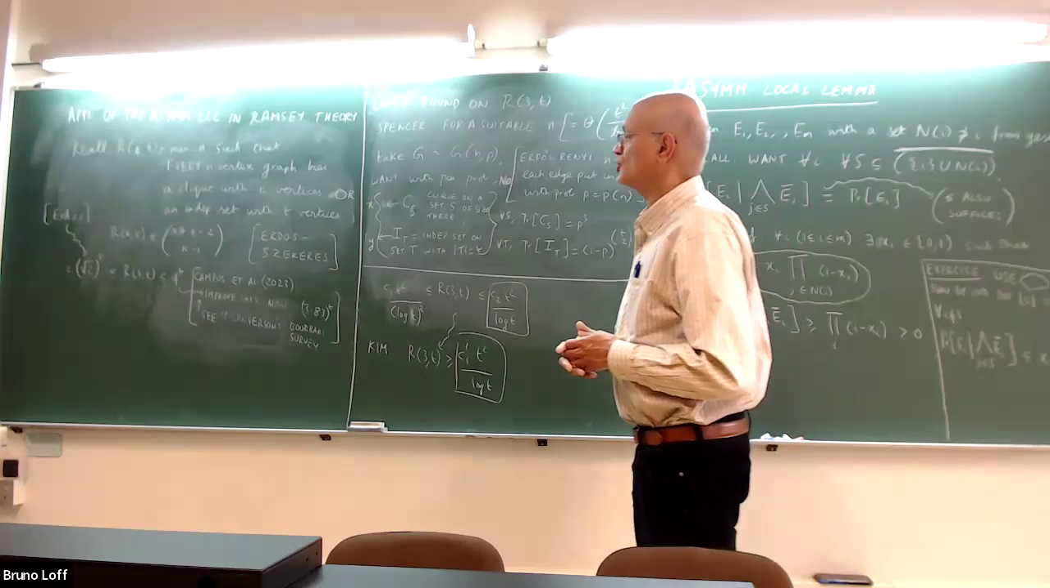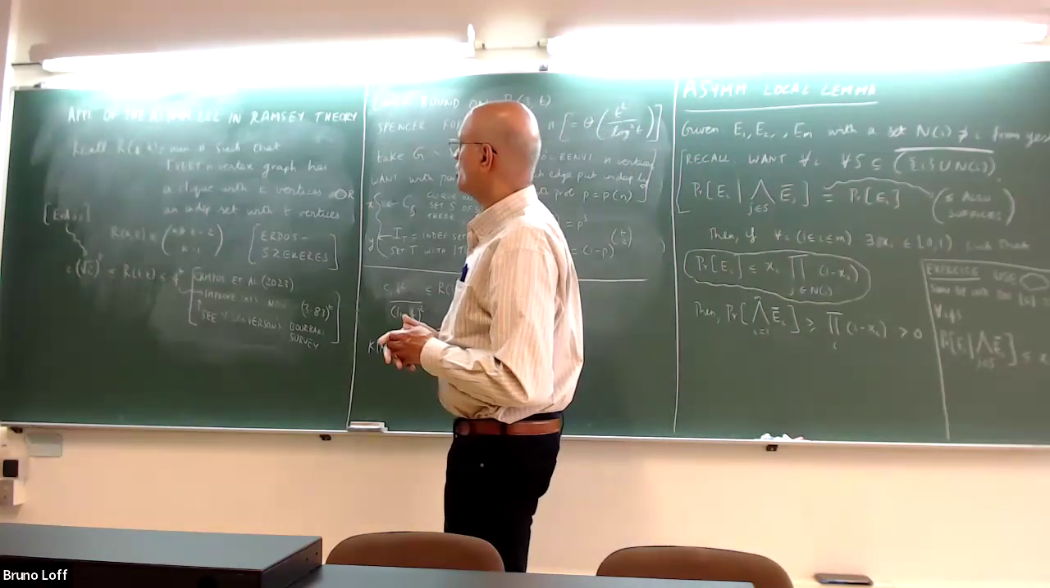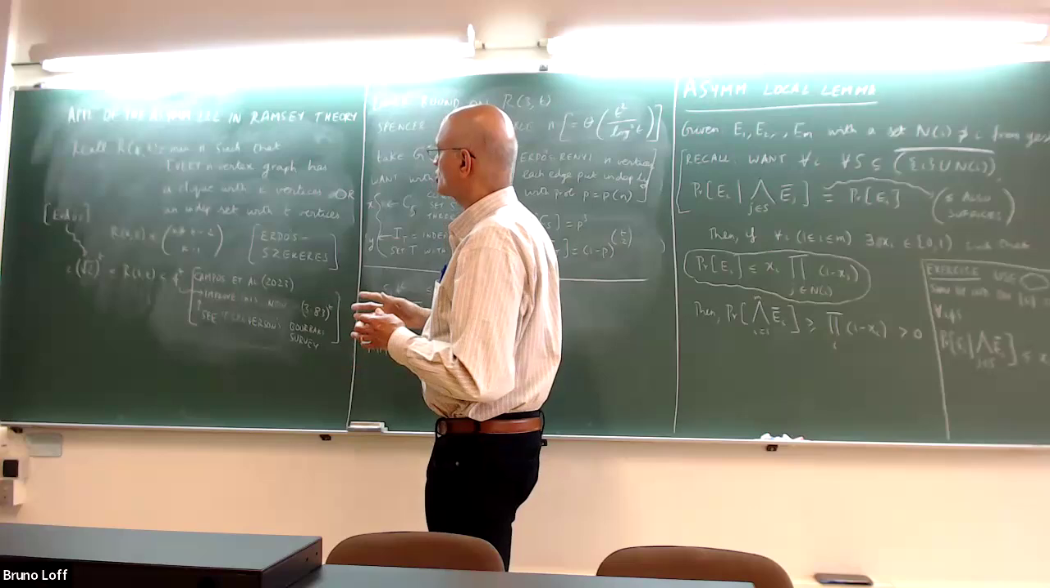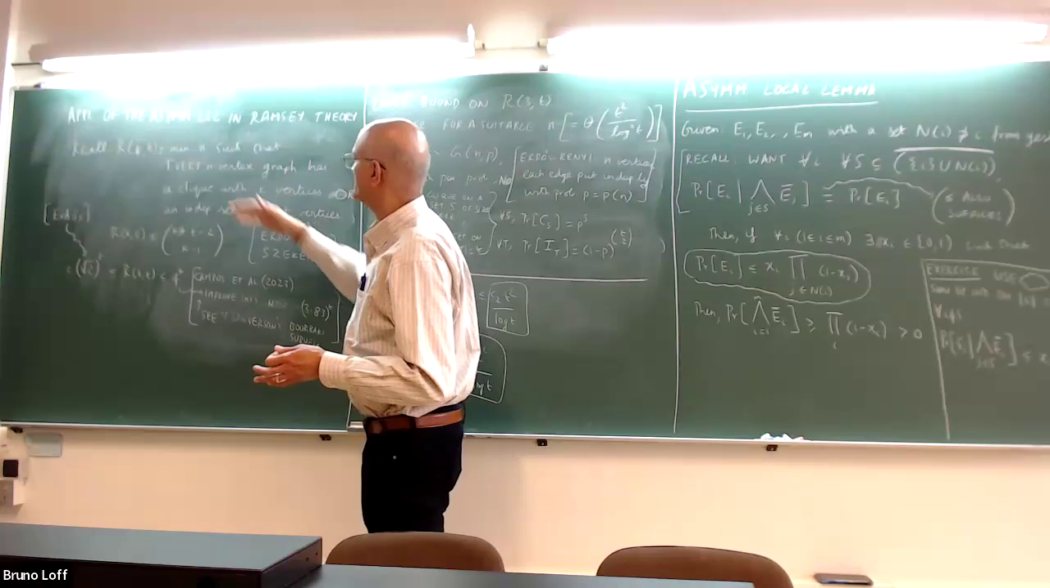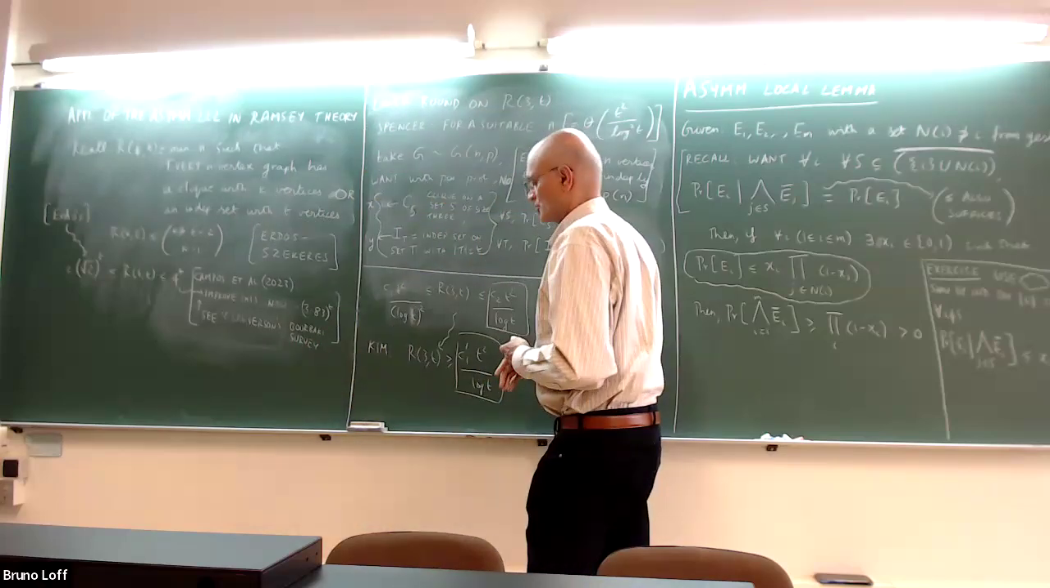If you look up Ramsey theory books, in the graph case they'll talk about two-coloring the edges of the complete graph, which is the same as constructing an arbitrary graph on n vertices.